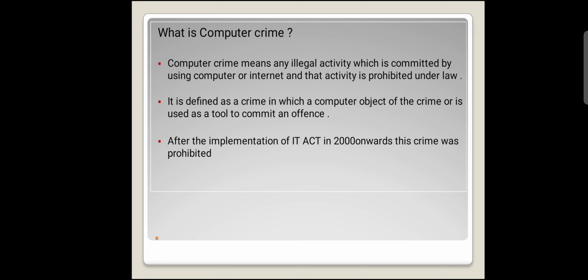First we will discuss what is computer crime. Computer crime means any illegal activity which is committed by using a computer or the internet, and that activity is prohibited under the law. It is defined as a crime in which a computer is the object of the crime or is used as a tool to commit an offense. After the implementation of the IT Act in 2000 onwards, this crime was prohibited.